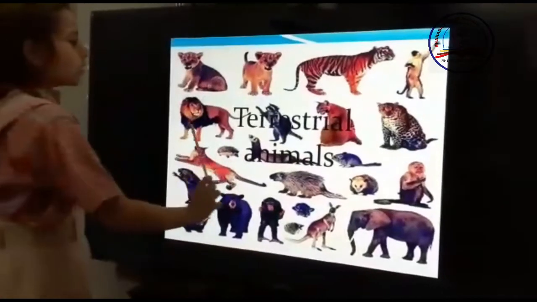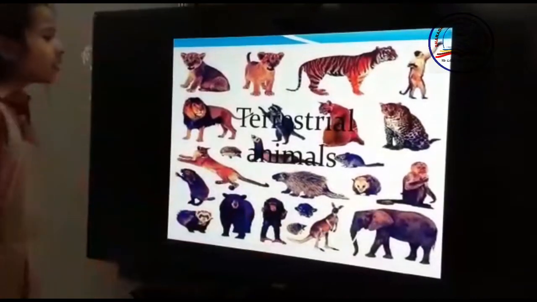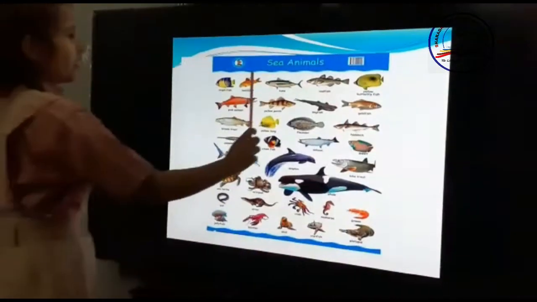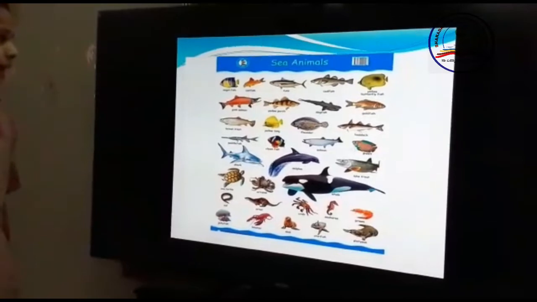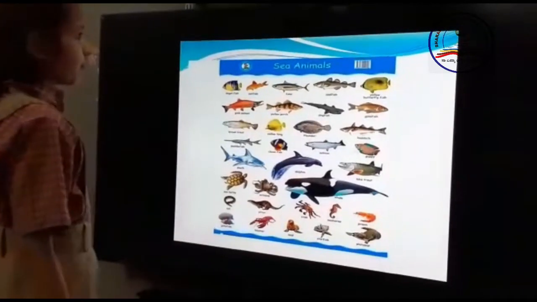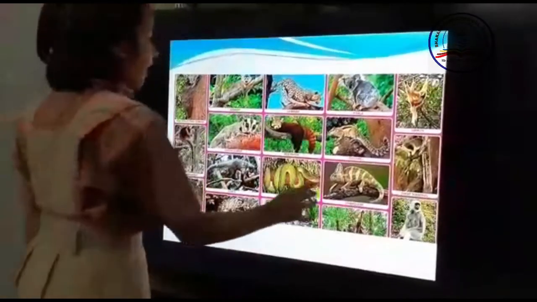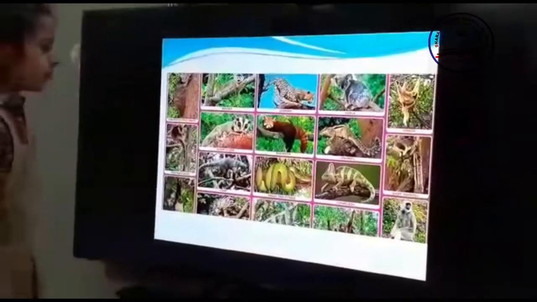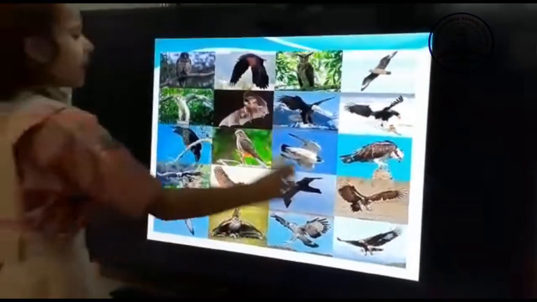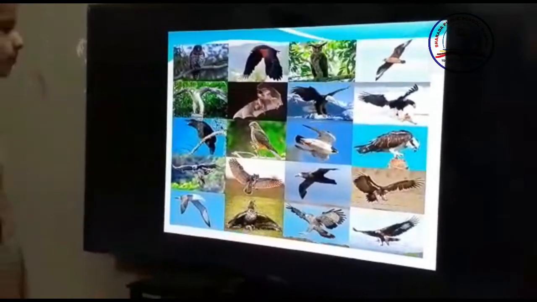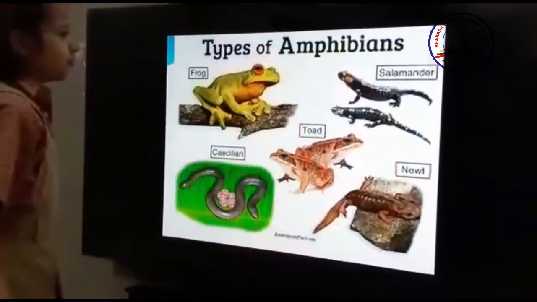These are examples of terrestrial animals. Sea animals are nothing but aquatic animals. Arboreal animals. Aerial animals. And amphibians.